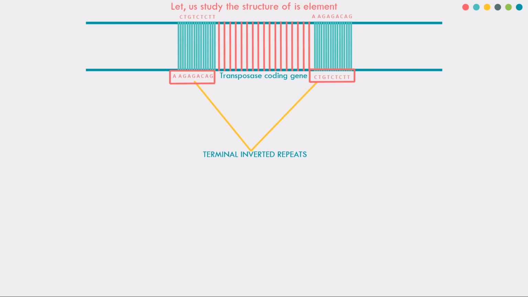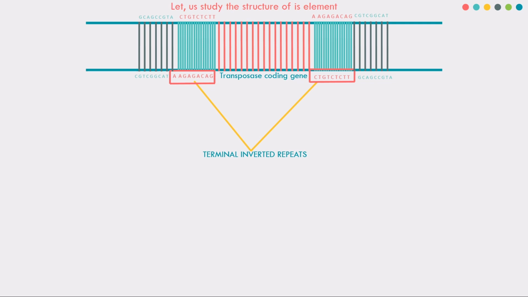It includes the terminal inverted repeats which flank the transposase coding gene. We can see in the image that the left side's coding is the exact inverse of the right side's coding, as it is showing AA, GA, GA, CAG. However, on the right side it is CT, GT, CT, CTT.